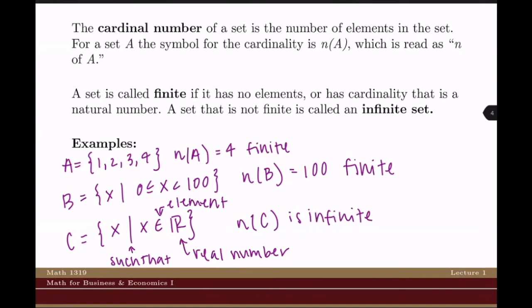Because the real numbers are an infinite set. Other sets that are also infinite would be stuff like the integers, which is represented by a big Z, or the natural numbers, which is represented by the double N.